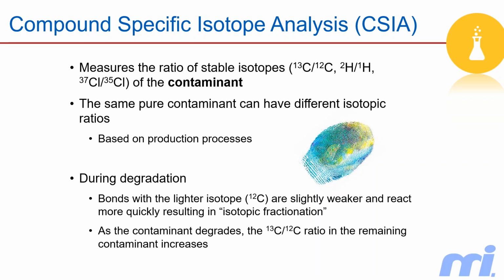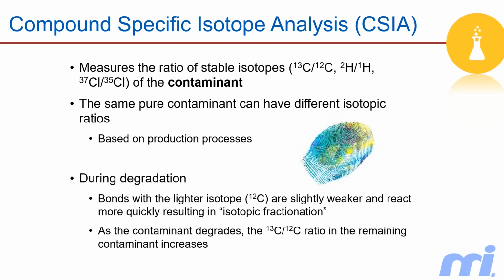So we'll have these different isotopic ratios. We'll figure out what the ratio is for our pure contaminant of interest. And then what we'll do is compare it to our sample, because during biodegradation, what we know happens is that the 12 carbon bonds, which are most common, are slightly weaker, and they're going to react more quickly. So you're going to see an accumulation of 13 carbon, so an increase in your 13 to 12 carbon ratio in your sample, and it happens in a very predictable manner when it is biodegradation that's occurring.